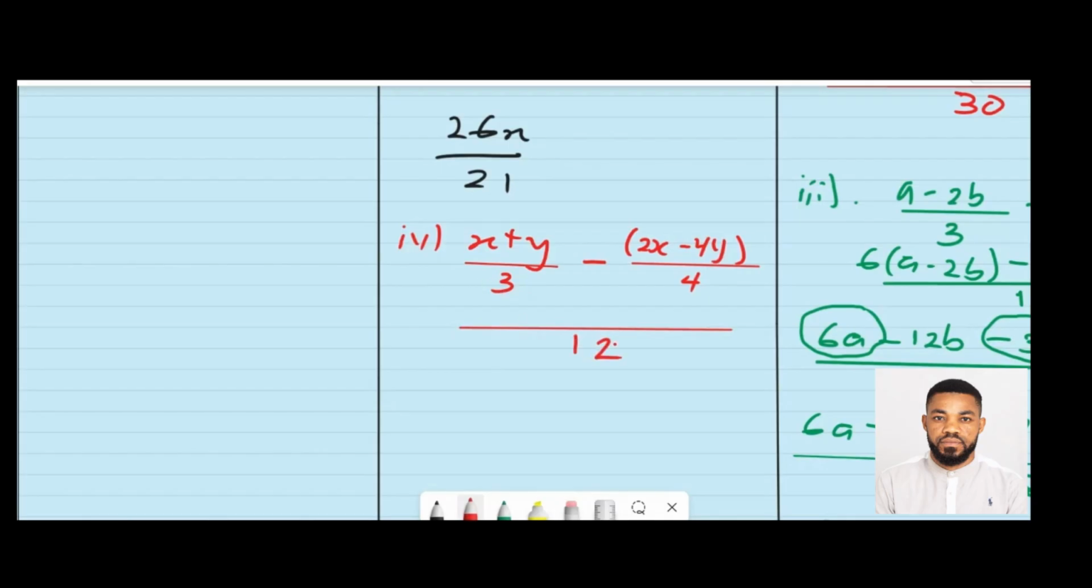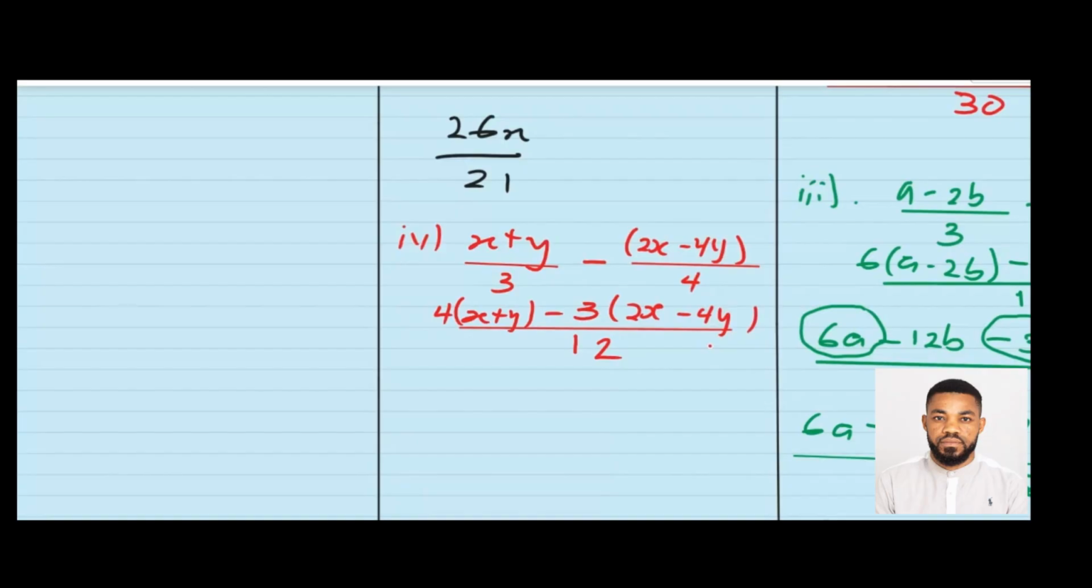Now 3 goes into 12 4 times. So we multiply by the numerator, and the numerator is x plus y. That is a binomial, so we have to put it in a bracket. So it's going to be 4 times the bracket x plus y. And then we have minus. That's this sign. 4 goes into 12 3 times. This, we've already introduced the bracket, so we don't have any problem again. So we have 2x minus 4y.